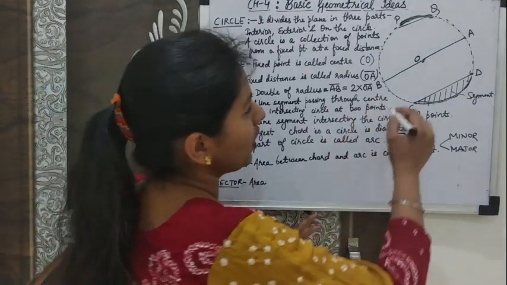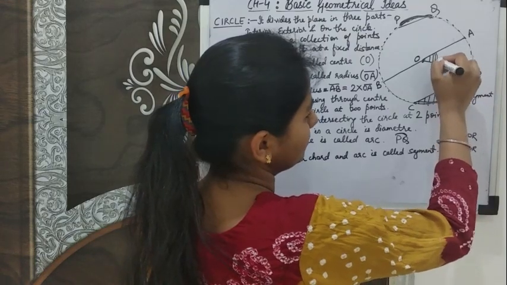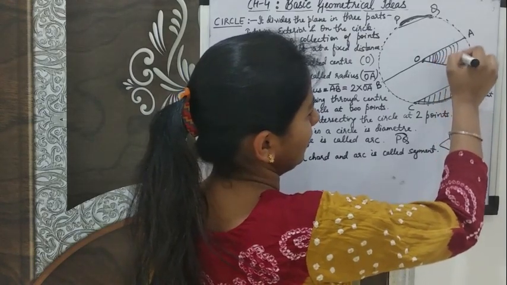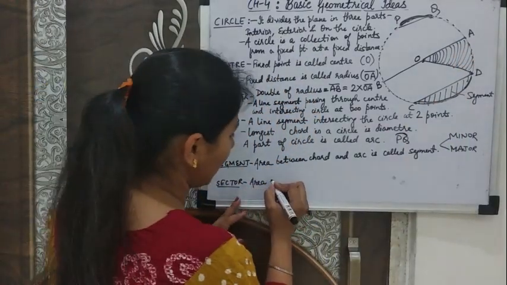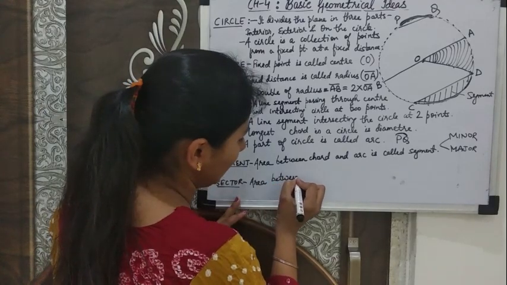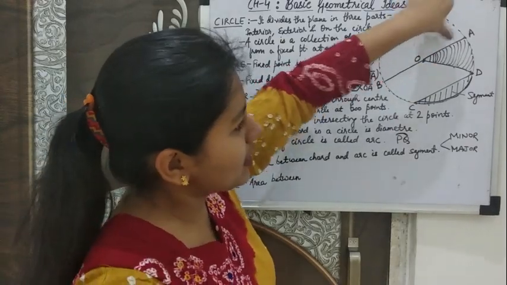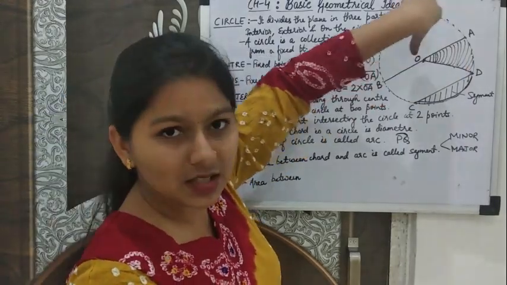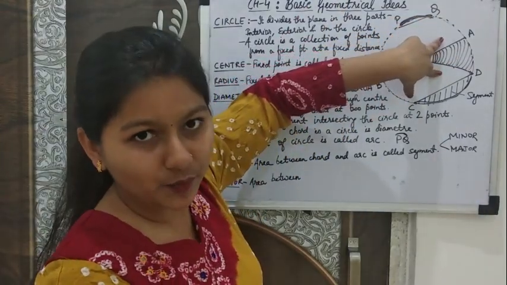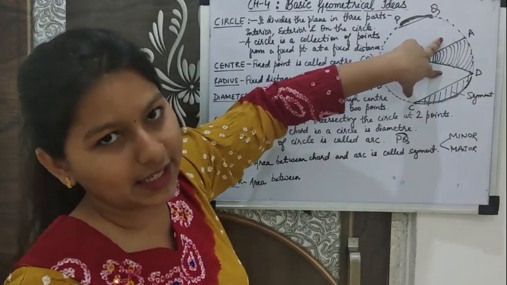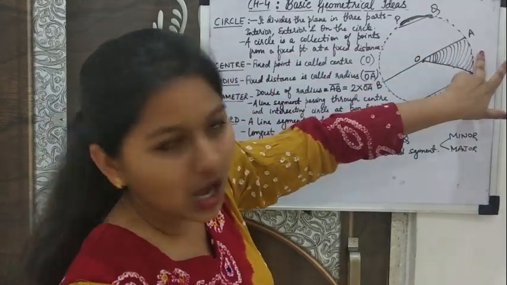Similarly, what is sector? Let me show you first the area. This area which I have drawn is the area for sector. So how can I define sector? Here I am not having a chord. OA is a radius, OD is also a radius. So in a sector I am having two radii. The plural of radius is radii. So this sector is the area between radii and arc.